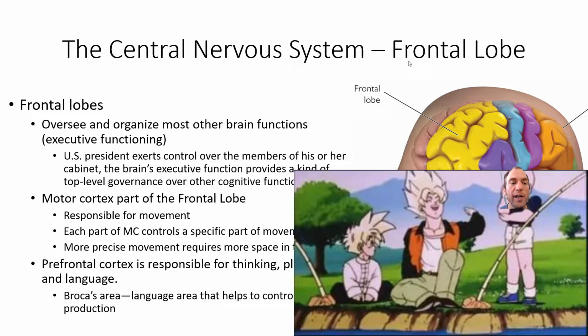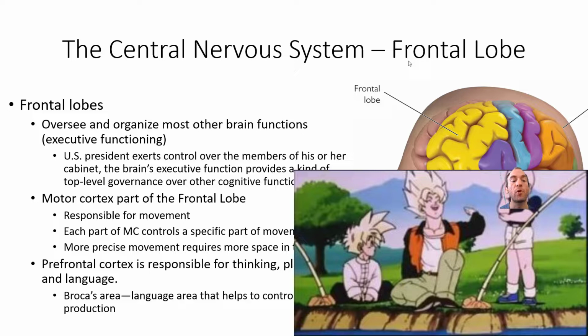Beginning with the frontal lobes, they oversee and organize most other brain functions. This is referred to as executive functioning. Like how the US president exerts control over the members of his or her cabinet, the brain's executive function provides a top-level governance over cognitive functions. It oversees other parts of your brain.